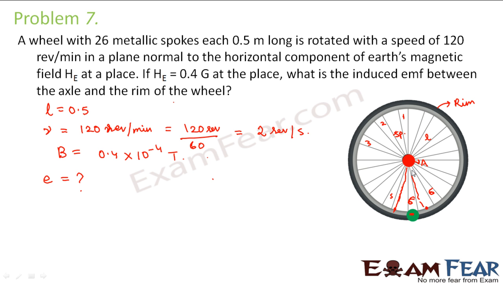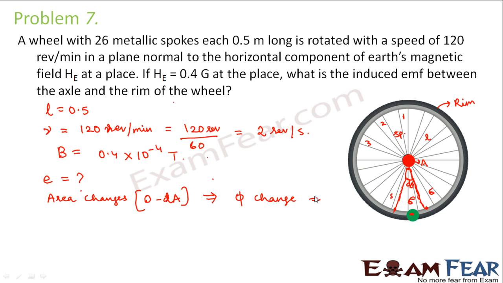So let us assume that this area dA which we are talking about, let us suppose this corresponds to some small angle d theta. So our aim is again here to calculate the small change in area, that is dA. So area changes, for your reference you can say that it changes between 0 and some small area dA, right? So this change in area causes change in flux and this causes induced EMF, right?